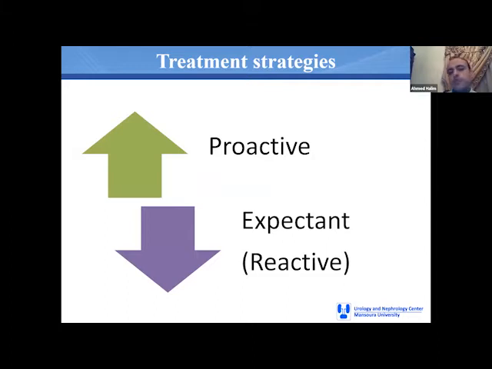There are two main approaches that have been used over time, the proactive approach and the expectant or the reactive approach. And over time, there has been a universal shift, a global shift towards more proactive treatment of neurogenic bladder dysfunction. And this paradigm shift has resulted in reduction of renal failure rates from 30% in the old literature to about 1-2% in the more recent studies.